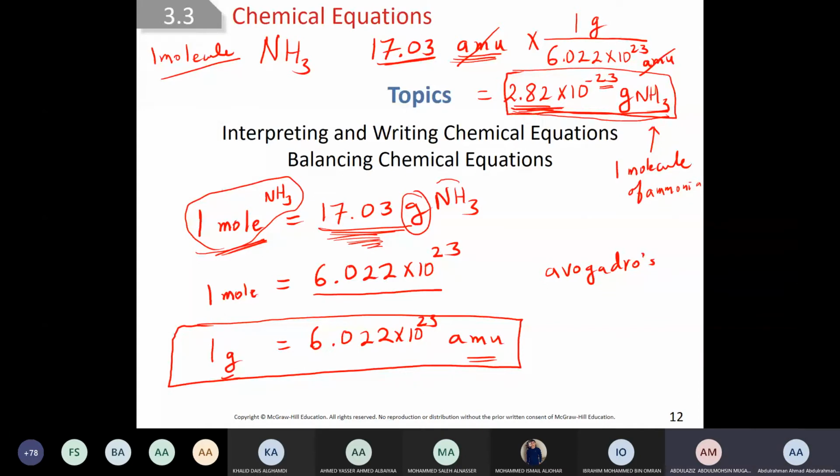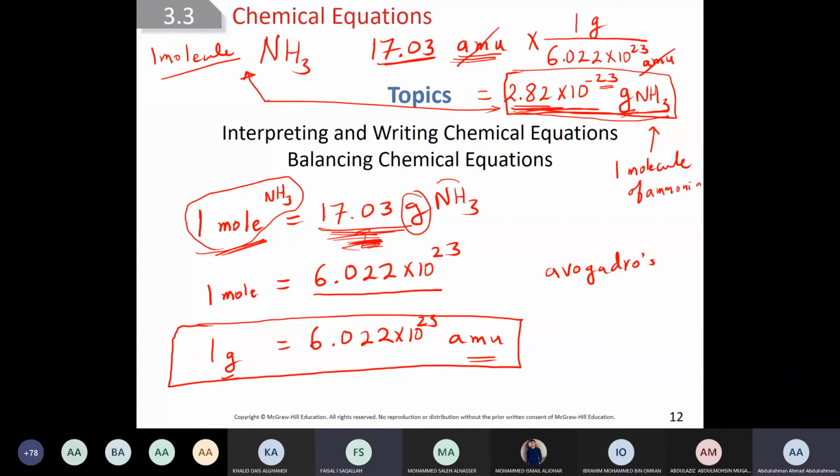And then you're going to have this mass. So what is this mass now? It's one molecule of ammonia in grams. But what's this mass? 17.03. 1 mole of ammonia in grams. Not one molecule, but 1 mole of ammonia. Is this clear?